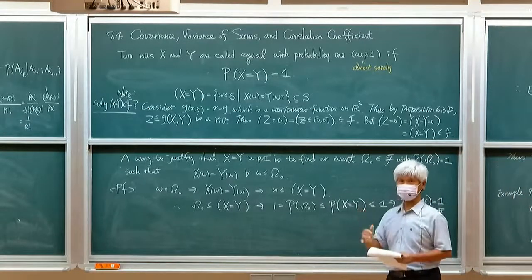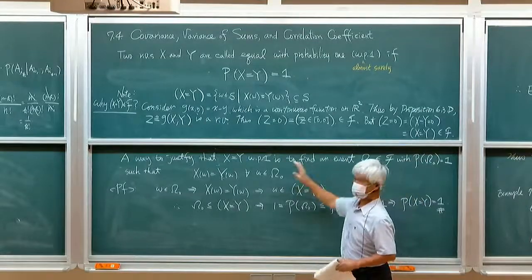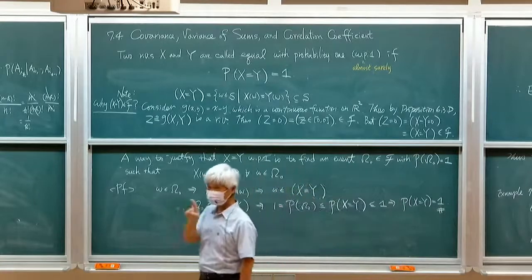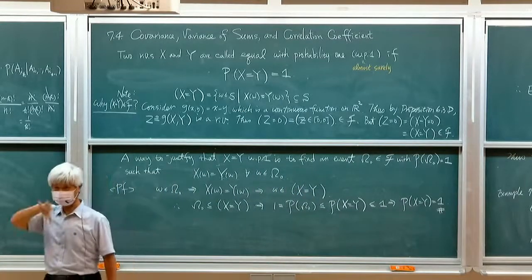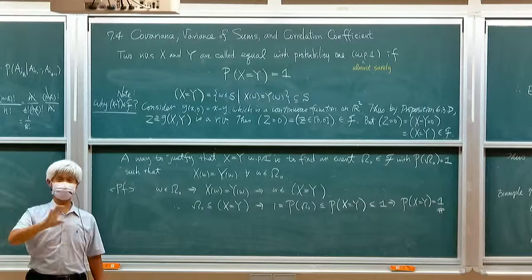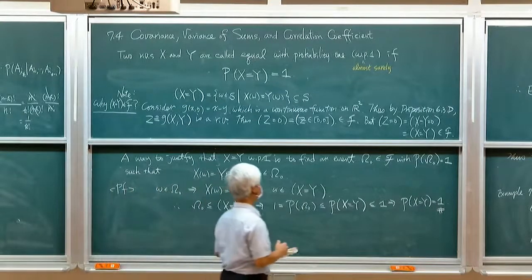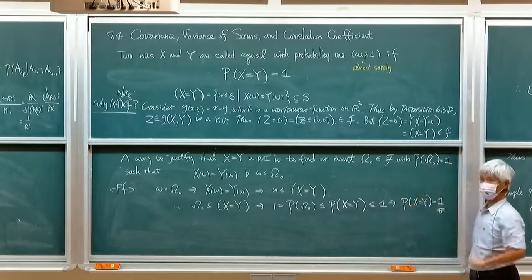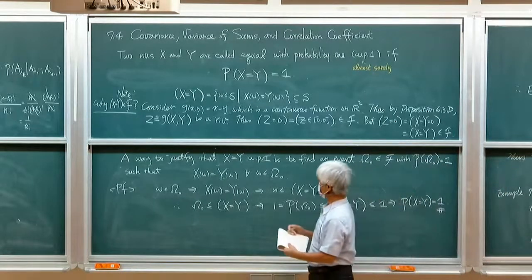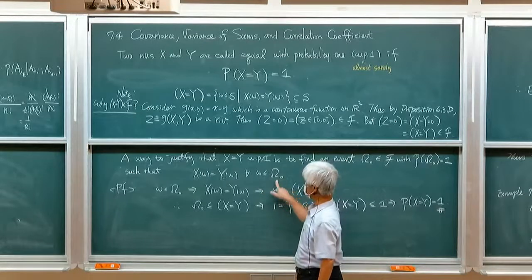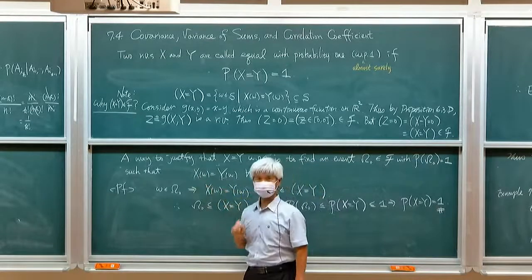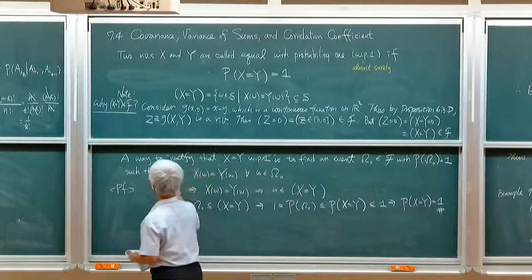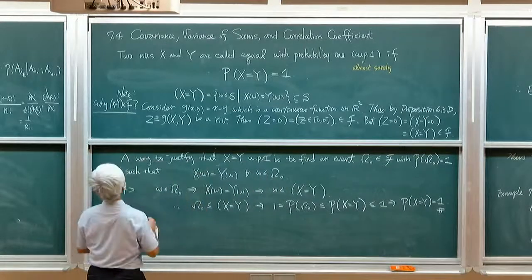And in many practical situations, this job is much easier. But you have to observe to find out omega 0, so omega 0 occurs with probability 1, and show that for each outcome in omega 0, x and y are equal. So that is a good strategy to do so.